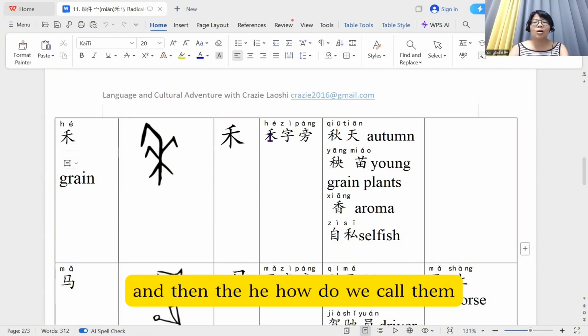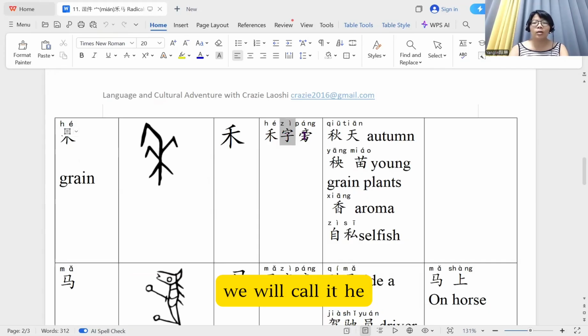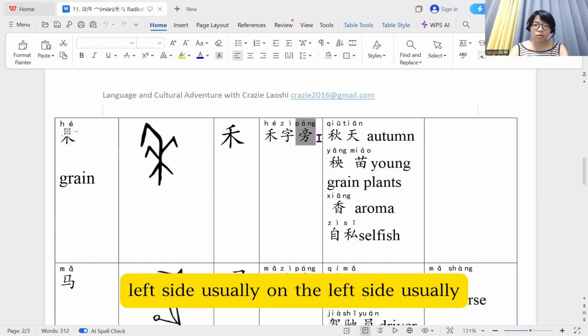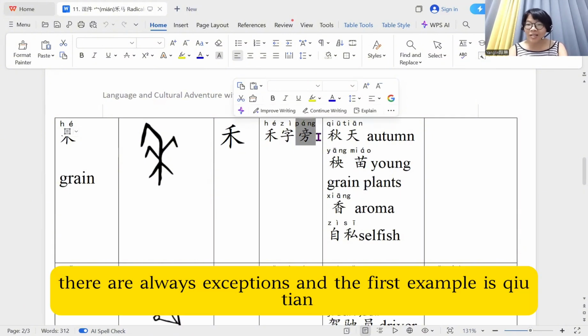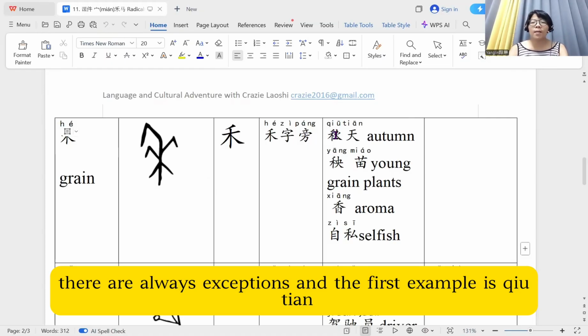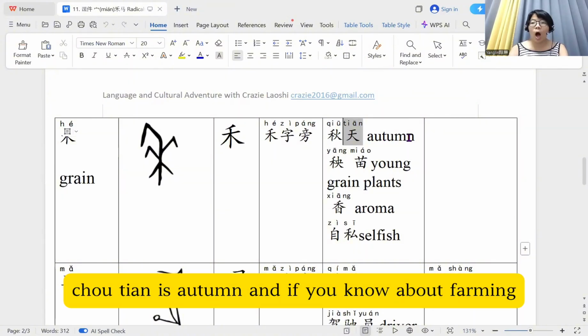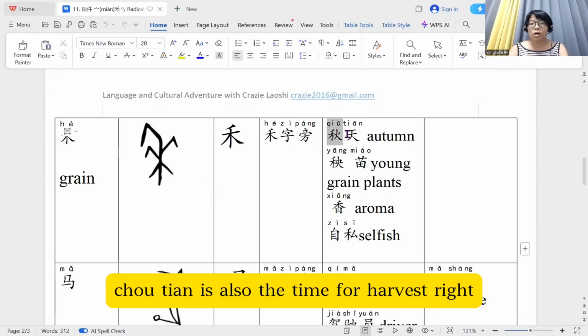So and then the 禾, how do we call them? We'll call it 禾字旁 because it's usually on the side, usually on the left side. But of course, there are always exceptions. And the first example is 秋天, okay? 秋天 is autumn. And if you know about farming, 秋天 is also the time for harvest, right?